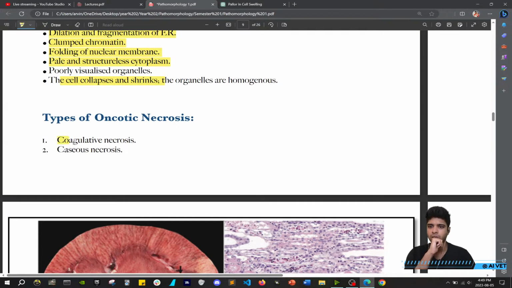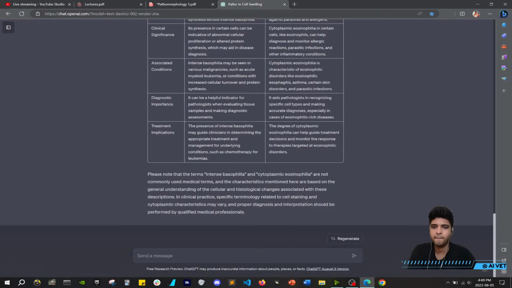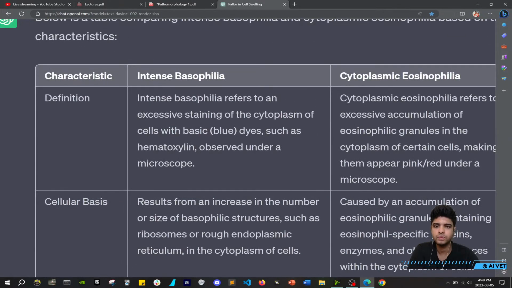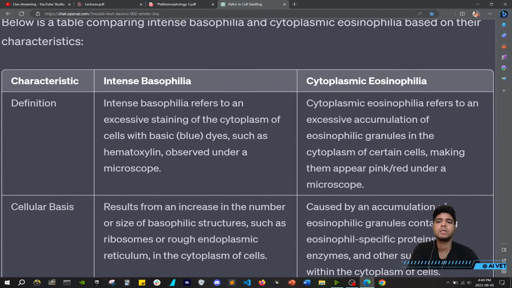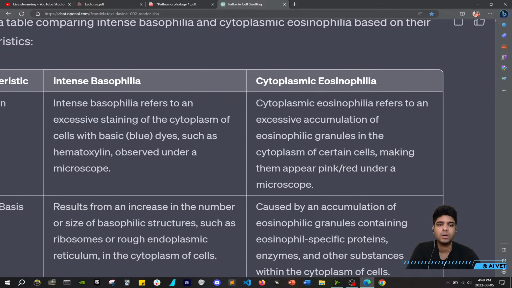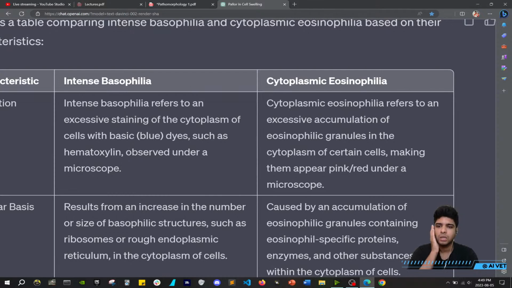Coagulative necrosis. Now let's go. Excessive staining of cytoplasm with basic blue dyes such as hematoxylin observed under the microscope. Eosinophilia refers to the excessive accumulation of eosinophilic granules in the cytoplasm of certain cells, making them appear pink or red under the microscope.